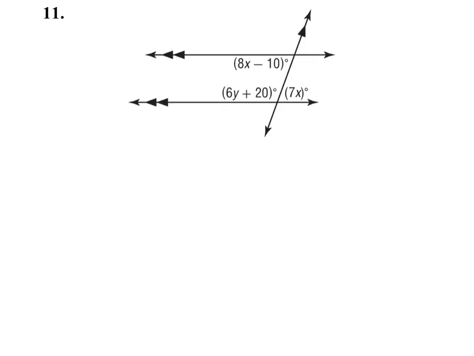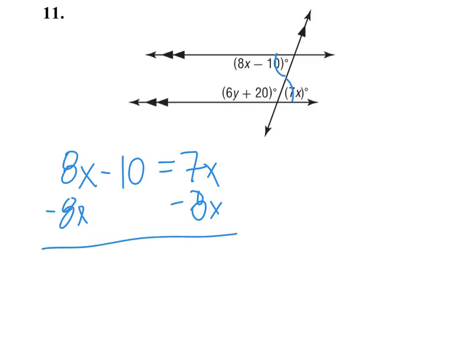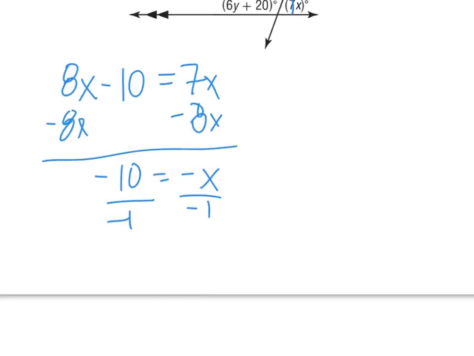Okay, and what I know, because this is a transversal and these two lines are parallel, is that these two angles here and here are congruent because they're alternate interior angles. So because they're congruent, I'm going to set up the equation 8x minus 10 is equal to 7x, okay? And then I'm going to subtract 8x from both sides, and I'm going to get negative 10 is equal to negative x. And if I divide by negative 1 on both sides, then I'm going to end up getting that x is equal to 10. Okay, positive 10. All right, so that's what we've got for that one.